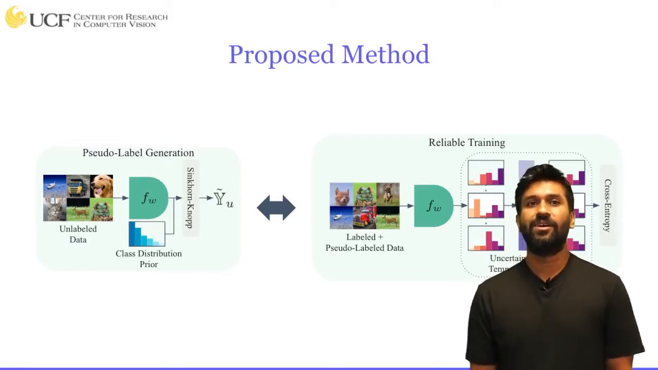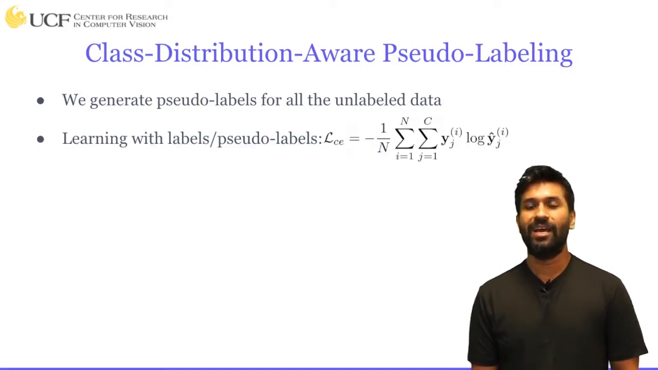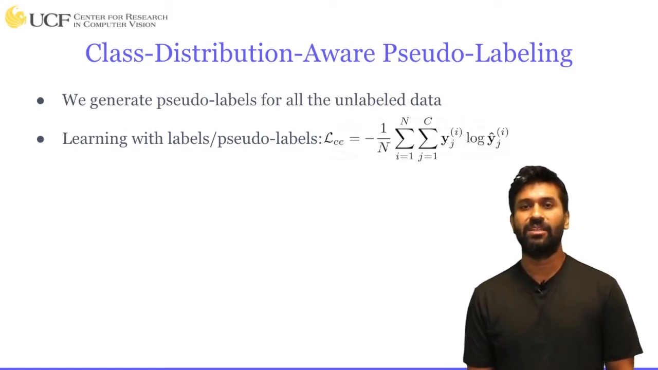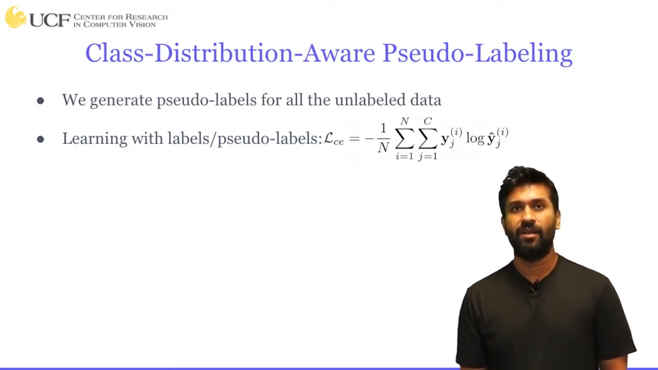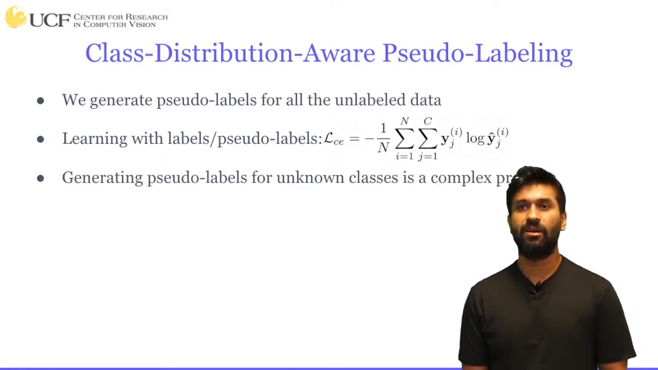Now let's look into our class distribution aware pseudo-label generation. In our work, we generate pseudo-labels for all the unlabeled data, and once we have the pseudo-labels, we can train the model using the ground truth labels and pseudo-labels using cross entropy loss, and it's pretty straightforward. But generating pseudo-labels for unknown classes is a complex problem because we know only very little about those unknown classes. Therefore, we have to inject some kind of inductive bias in this work.